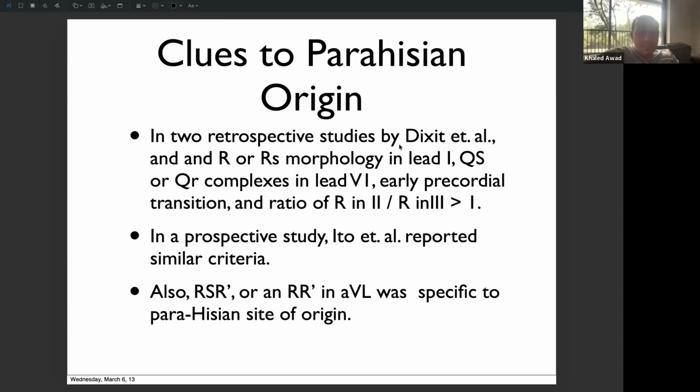So parahisian origin, very important to realize that, very important to consent patients that way, very important to realize you're in a spot that could give you a heart block. And so what are the characteristics? Again, remember we talked about the 2-to-3 ratio. It's very important. You get an R wave in lead 1, monophasic R. You can get an R with a little s in lead 1. V1 will give you a QS or QR. And you have early precordial transition, but the big thing is the ratio in leads 2 and 3, the R wave ratio.